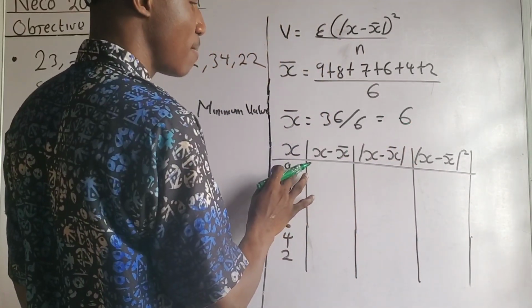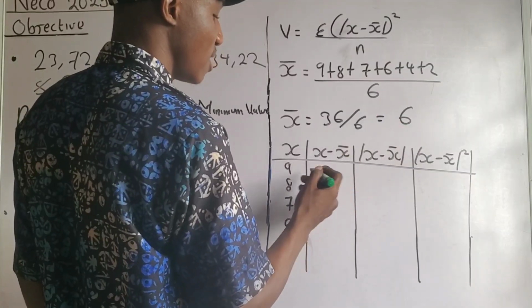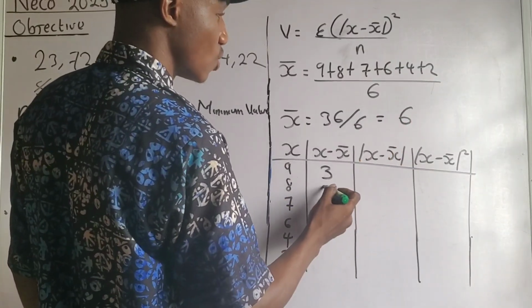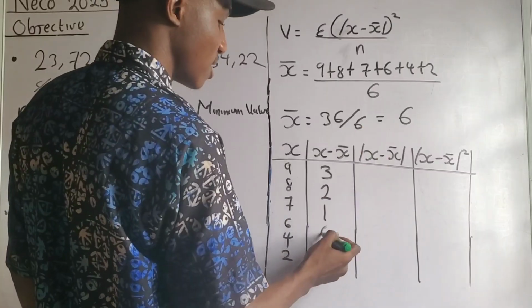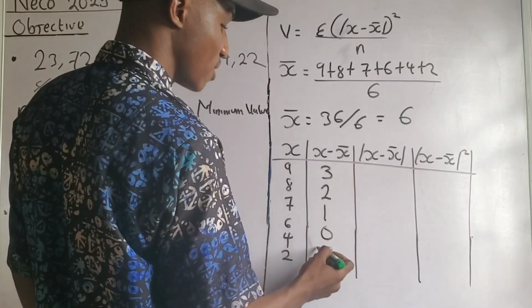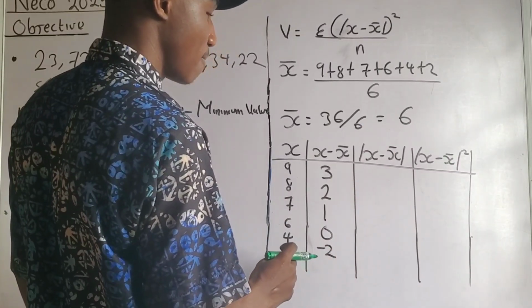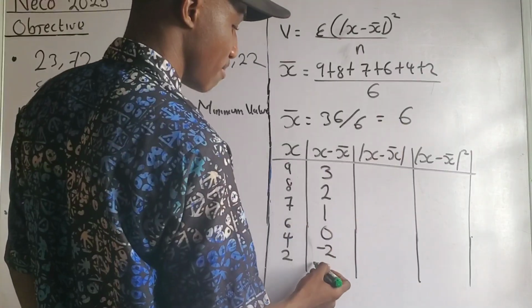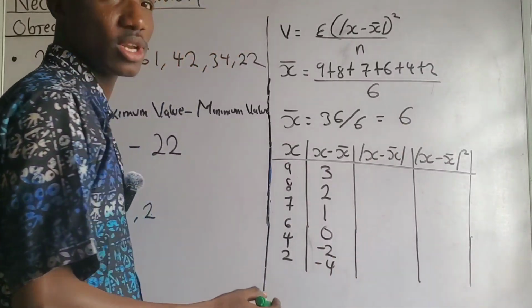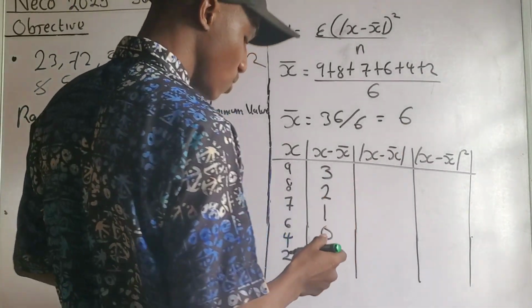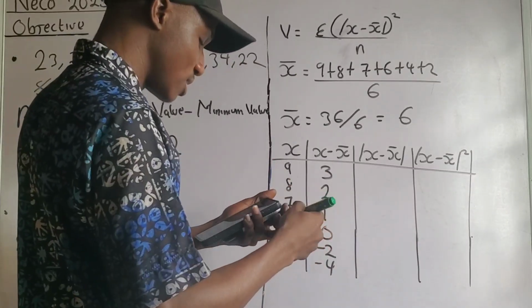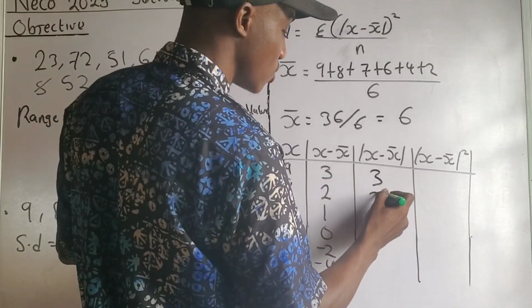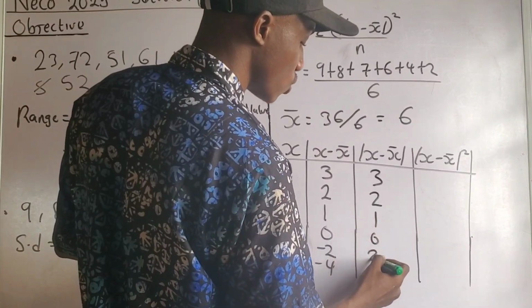I'm going to have 9 minus 6, that is 3. 8 minus 6, that is 2. 7 minus 6, that is 1. 6 minus 6, that is 0. 4 minus 6, that is minus 2. Then 2 minus 6, that is minus 4. So let us take the absolute value. The absolute value simply means ignoring the signs. So I'm going to have 3, 2, 1, 0, 2, and 4.